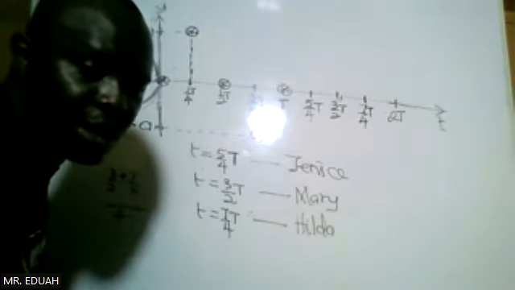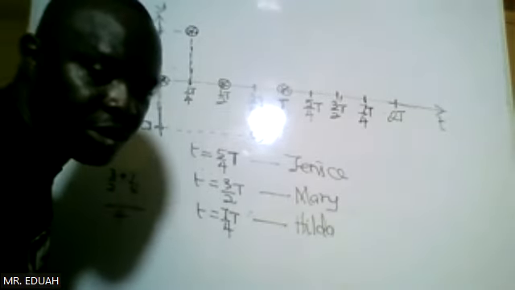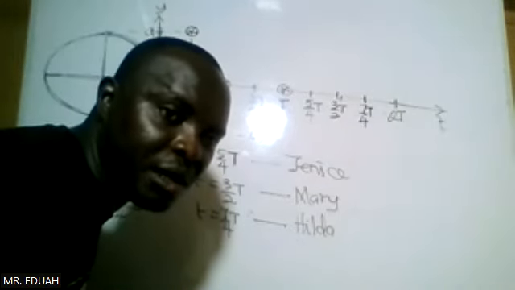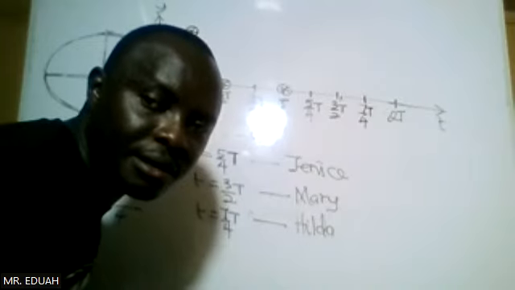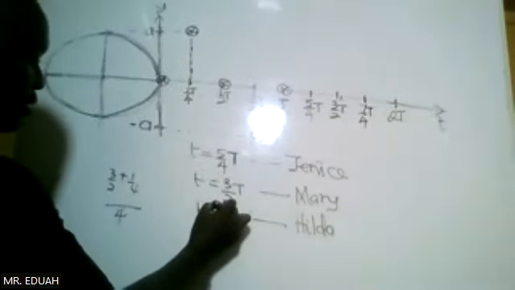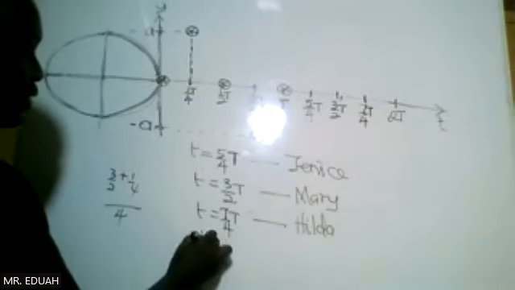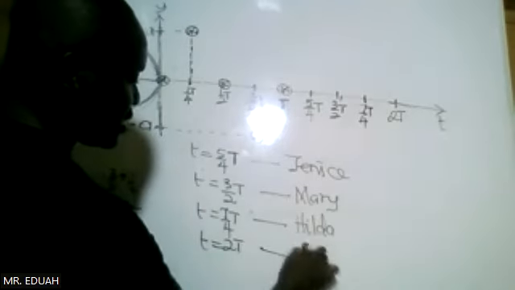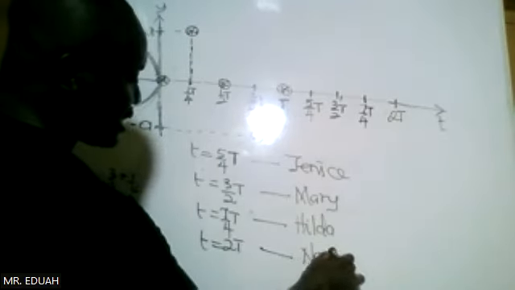Then let me search for somebody who wants to be quiet on the platform. Nanajua, at t is equal to 2 capital T, what's the displacement? Calculate and tell me.